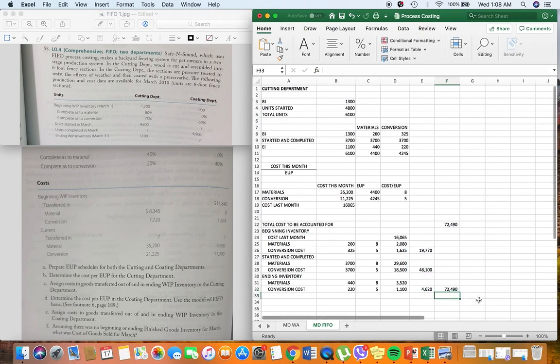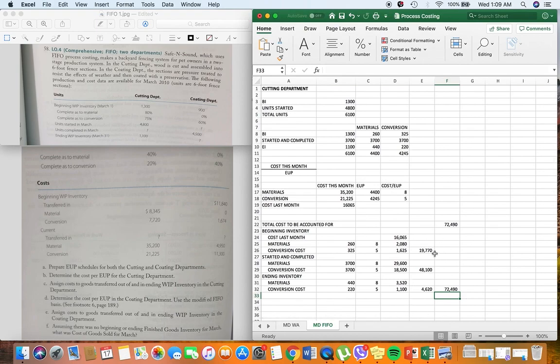So yan, pantay naman siya. 72,490. So now, if we have read the question kasi, for letter D, ang gusto niya is we have to determine the cost per EUP in the coating department using the modified FIFO basis.